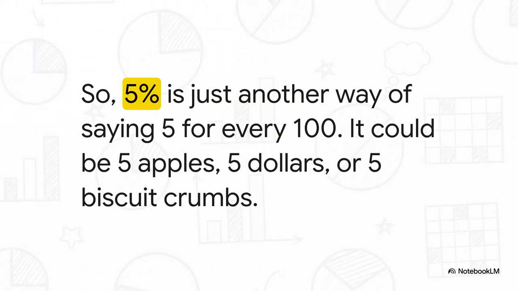So if you see 5%, it just means 5 for every 100. Simple as that. And it doesn't matter what you're talking about. It could be 5 blue M&Ms in a bag of 100, $5 off a $100 jacket, or 5 biscuit crumbs out of 100 on the floor. It's always that same ratio, 5 out of 100.